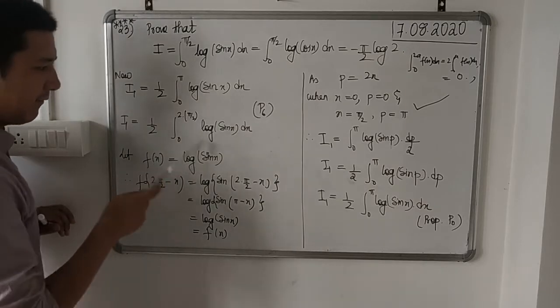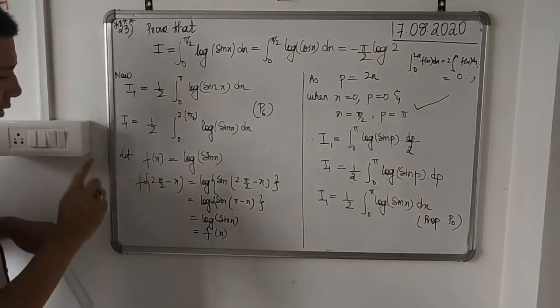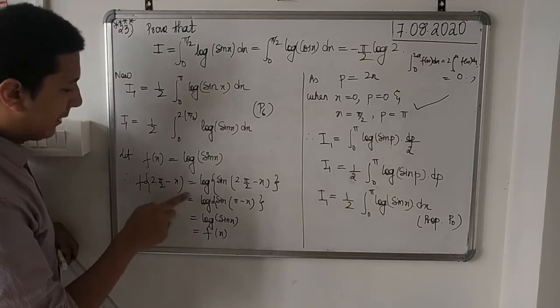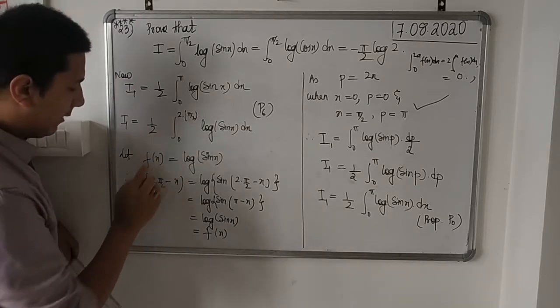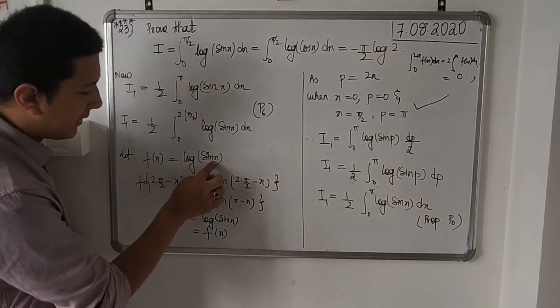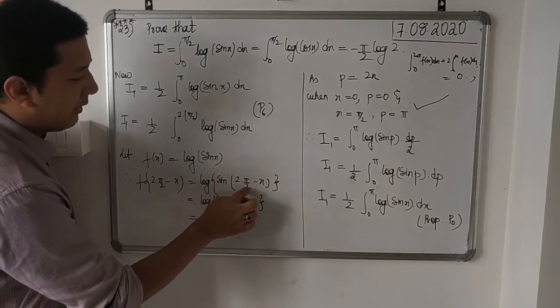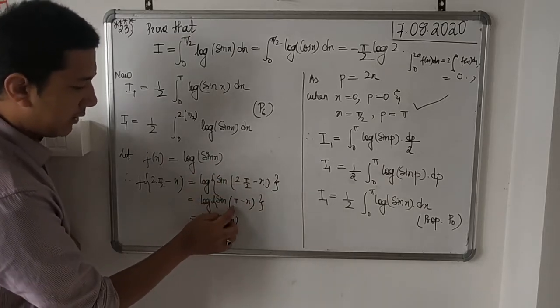Assume this as f(x), this is your f(x). Now you find upper limit minus x, f of 2a minus x. So f of 2a minus x. Wherever it is x, sin(2a minus x), 2a gone, it is pi minus x.